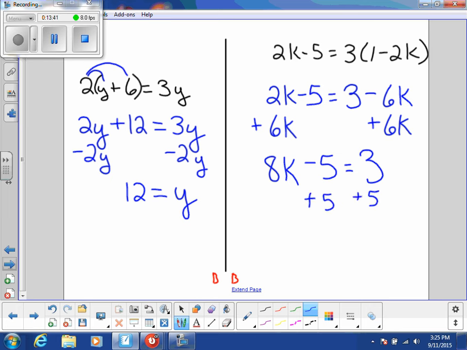Two-step equation, what do I do? Add 5 to both sides. 8k equals 8. Divide by the coefficient. Looks like k equals 1.